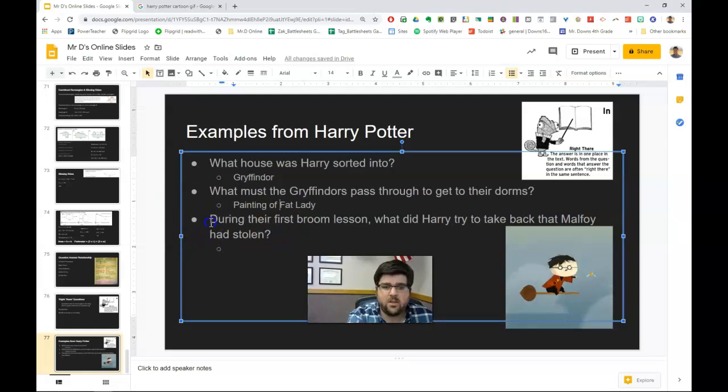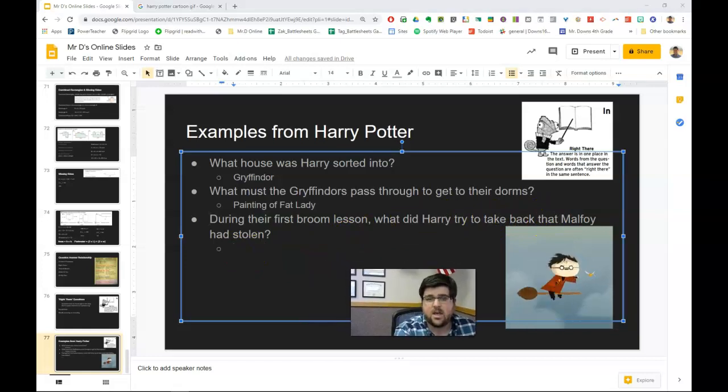Next one. During their first broom lesson, what did Harry try to take back that Malfoy had stolen? So you can remember Malfoy had stolen something from Neville, and then Harry goes to get it back from him, and what was it? So in this case, if I didn't remember, I could go back and look in the text, I could say the answer was a ball. But there was a more specific name for it. And so again, there's general answers, but if you can get more specific, then that's a more accurate and better answer. So it was the Remembrall. It's a ball that helps you remember.